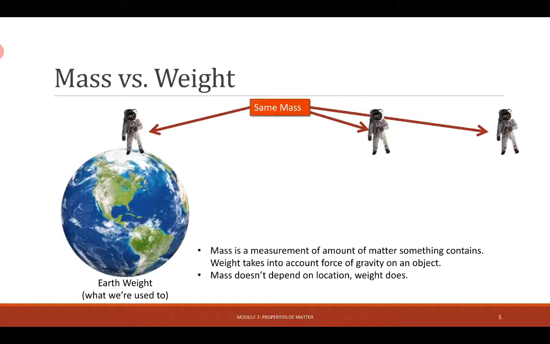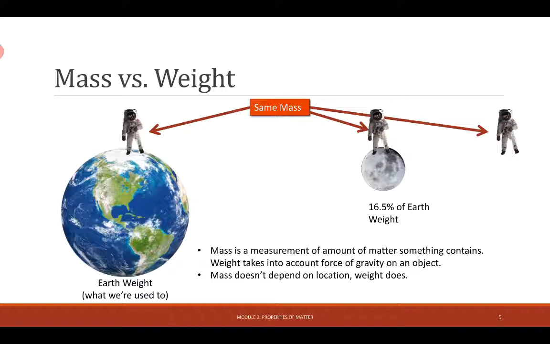Meaning, when you weigh something on Earth, that's what we're used to. We might record our mass in pounds or in kilograms and equate that to its mass, but really it's our weight because it's the force of gravity on our bodies.